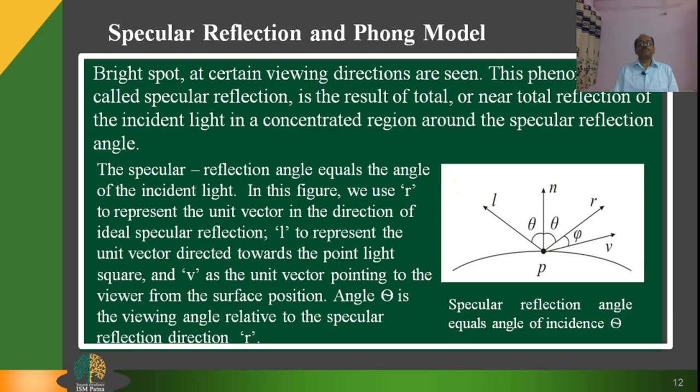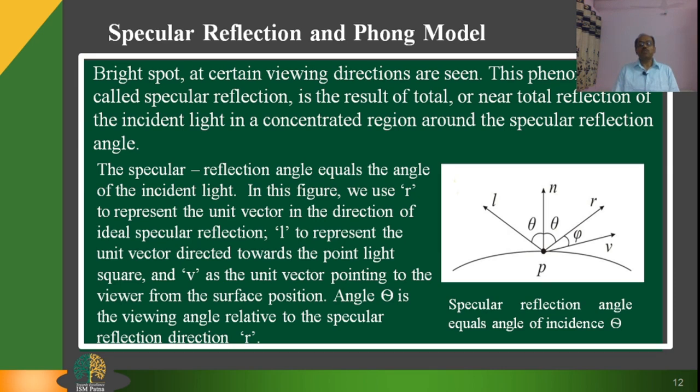The next one is specular reflection and the Phong model. We see a highlight or bright spot at certain viewing directions. This phenomenon, called specular reflection, is the result of total or near total reflection of the incident light in a concentrated region around the specular reflection angle. The specular reflection angle equals the angle of the incident light.